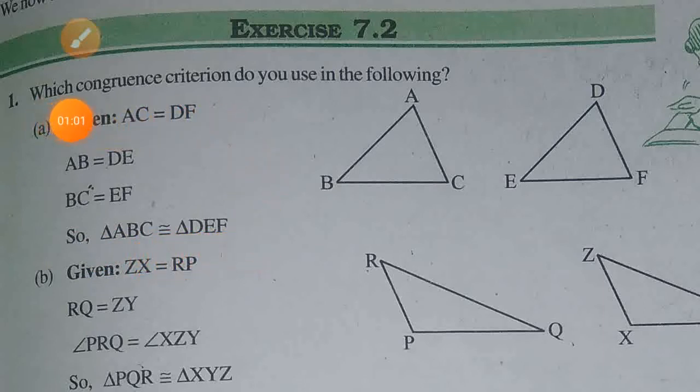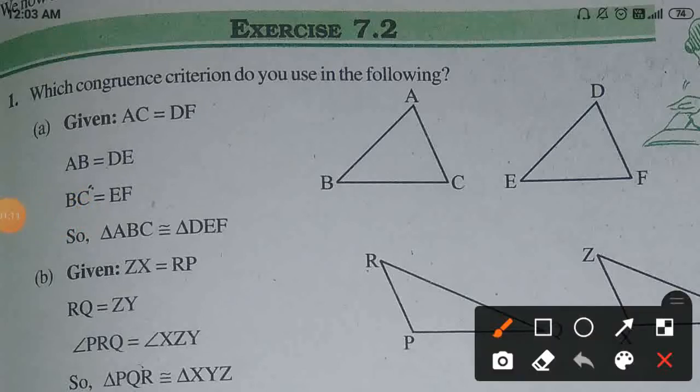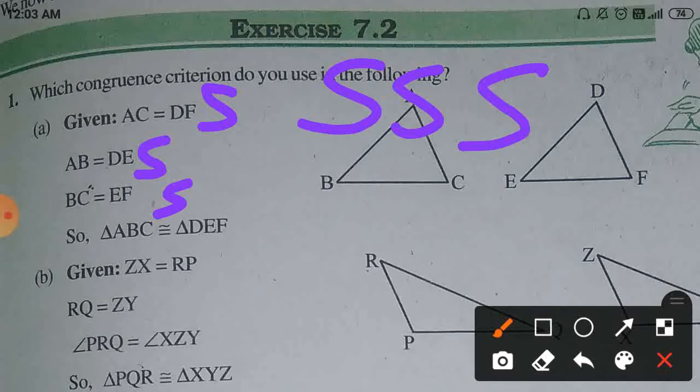Our question is, which congruence criteria do you use in the following? So we can say that it is side, it is also side, it is also side. So the criteria we are using here is SSS criteria.